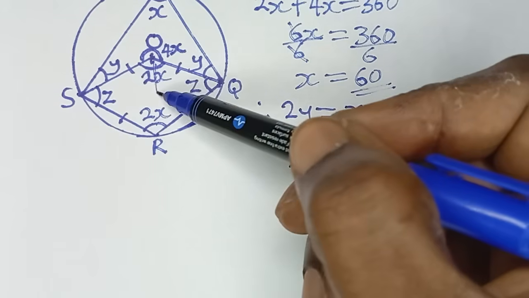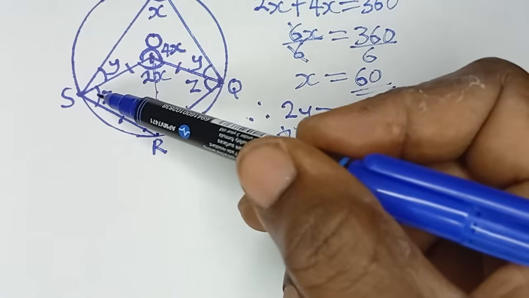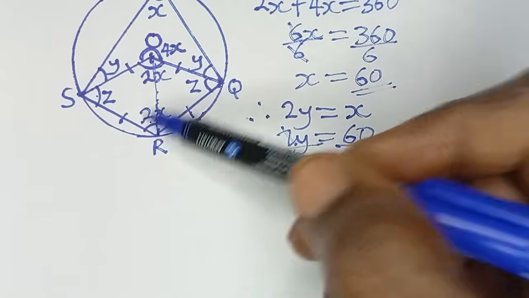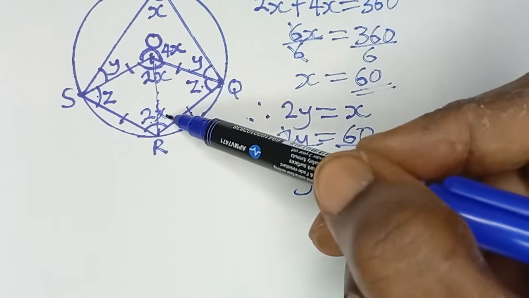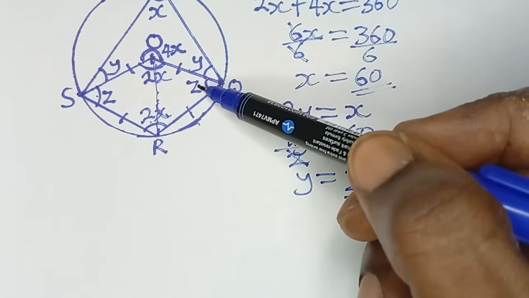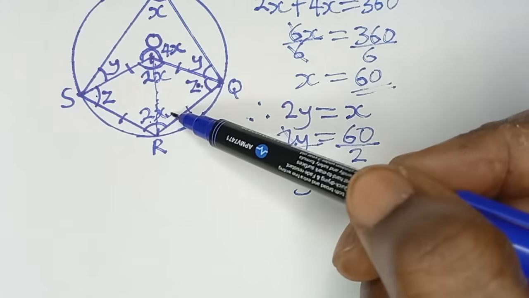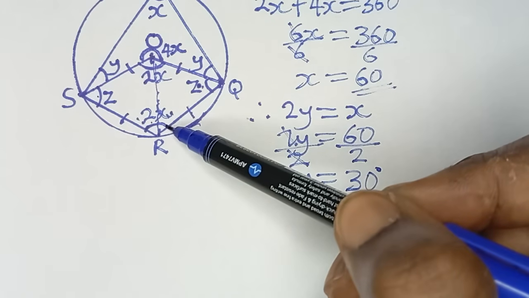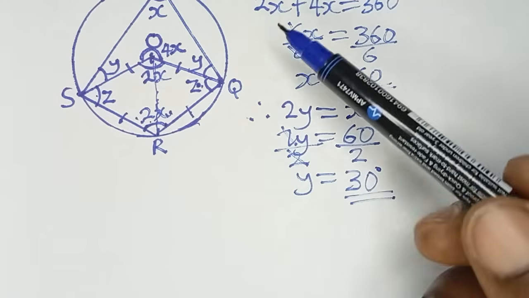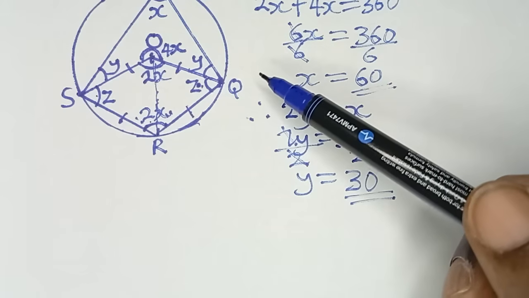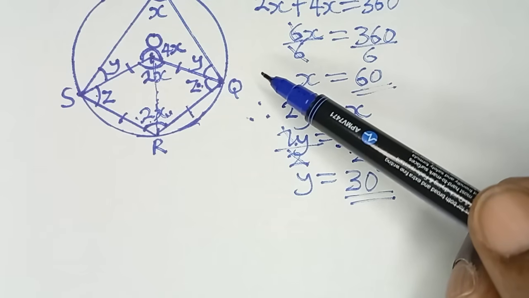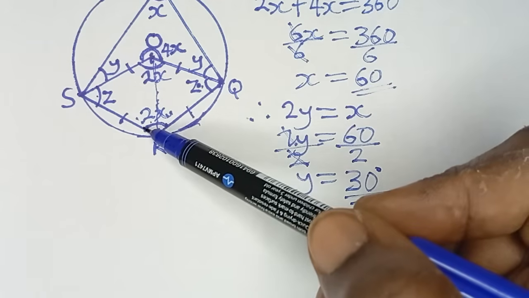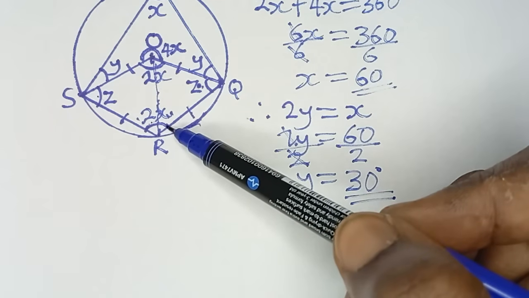Just trace a line like this. You find out that this z will become z here because they are both base angles of an isosceles triangle. And then this z will also become z here because they are both base angles of an isosceles triangle. So from there, you can now see that z on this side plus z on this side is equal to the whole of this angle, which is 2x. And like I said, the rule to state there is that the sum of adjacent base angles of two isosceles triangles add up to give you this angle at the circumference.